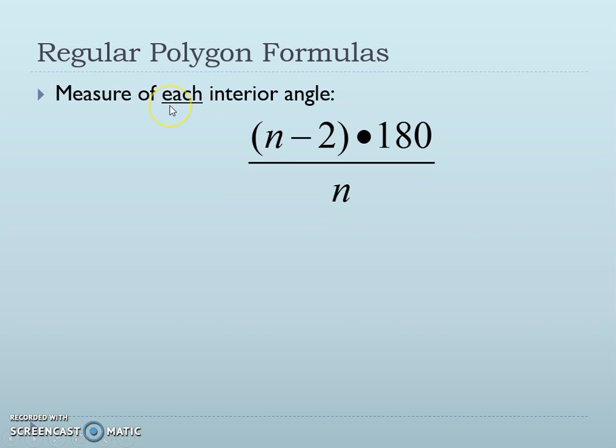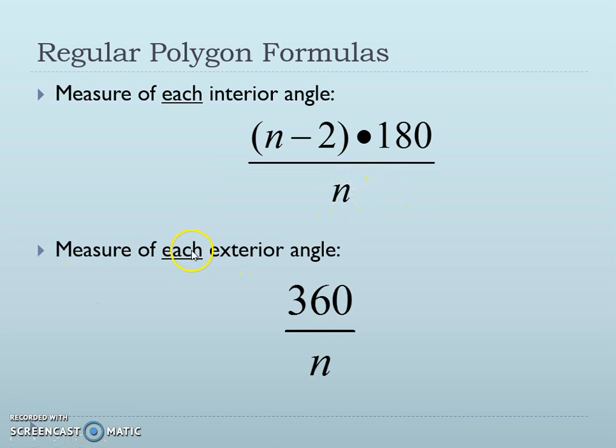So this gives you the measure of each angle. But it only works for regular polygons. Regular means equilateral, equiangular. They're all congruent. Congruent sides, congruent angles. So it works for any polygon as long as they have congruent sides and congruent angles. So you can use it for a quadrilateral, which is a square. So 4 minus 2 is 2. 2 times 180 is 360 divided by 4, that's 90. So each angle is 90 degrees for a square. So this is the formula for that.